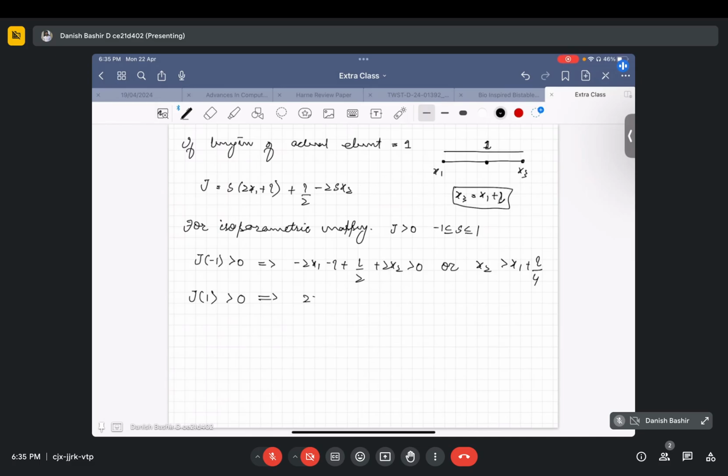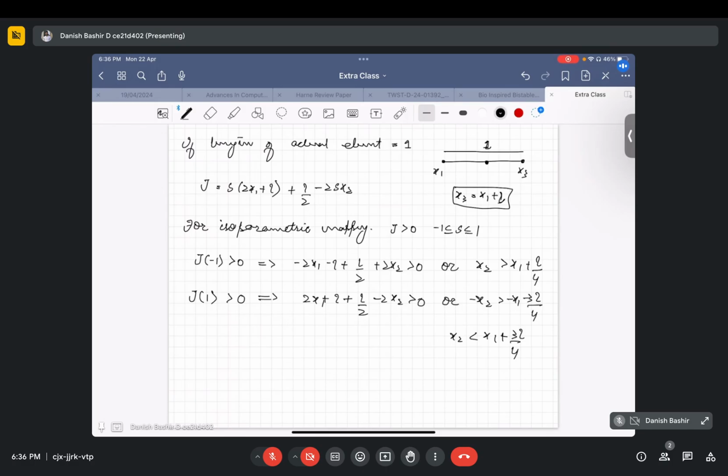It will imply that 2x1 plus L by 2 minus 2x2 should be greater than 0. Or we will get a condition that x2 should be greater than minus x1 minus 3L by 4. Or we can write x2 should be less than x1 plus 3L by 4.